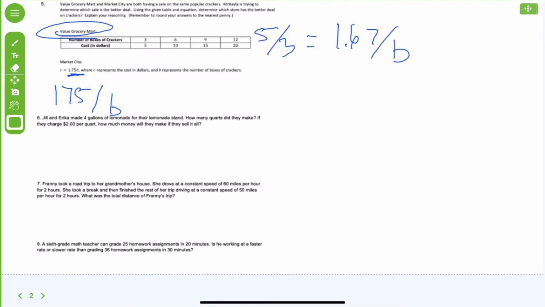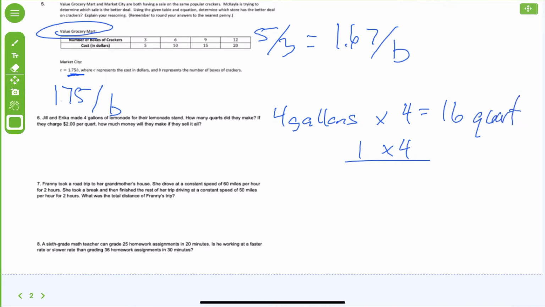Now, number 6 says, Jill and Erica made 4 gallons of lemonade for their lemonade stand. How many quarts did they make? Does anybody know how many quarts are in a gallon? There's 4 quarts in a gallon. So we would take 4 gallons and multiply by 4 because it's a 4 quarts to 1 gallon ratio. So that's going to give us 16 quarts.